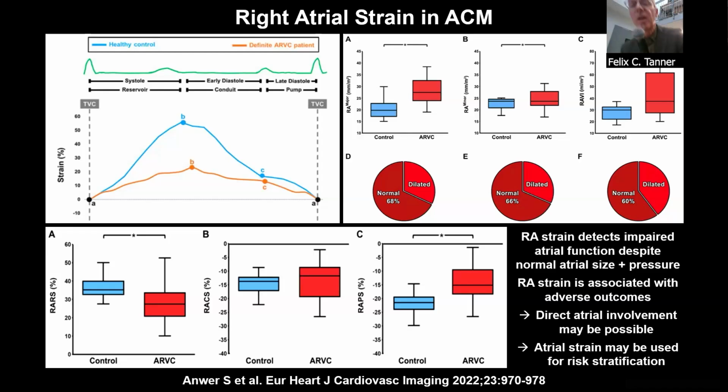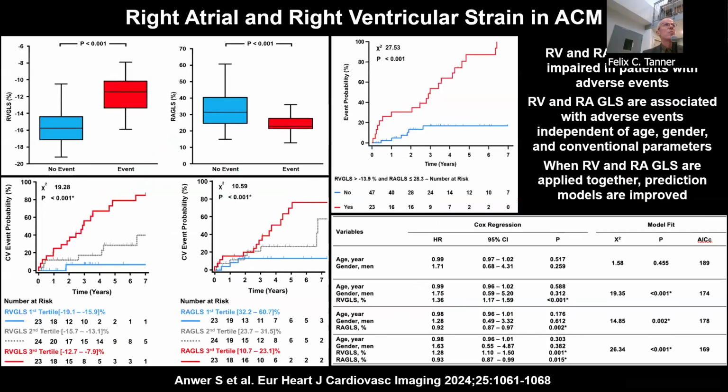And to summarize this paper very quickly, you can determine the strain of the right atrium in arrhythmogenic cardiomyopathy. You will find that 2/3 of the patients have a normal size of the right atrium, but almost all of them have a reduced function, a reduced reservoir strain of the atrium. And this reduced reservoir strain is associated with outcomes, not only atrial arrhythmia, but even ventricular arrhythmia.